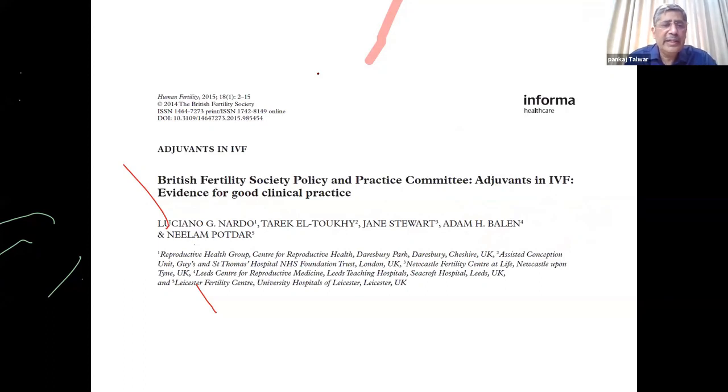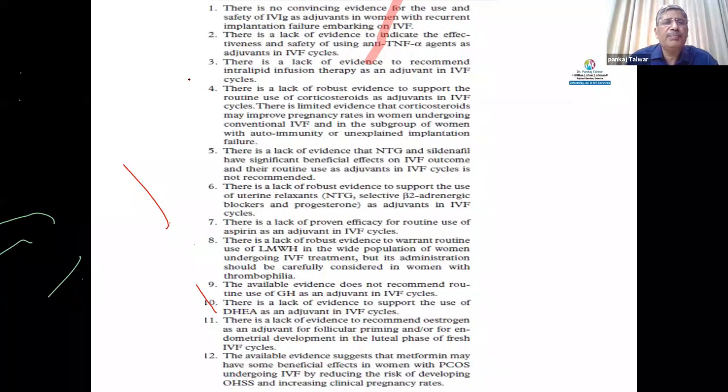Now, looking at the British Fertility Policy and Committee report, and this committee report came in 2015. Let's see what this report says. And this report is very, very clear. In case you look at this report, it says that there is no convincing evidence of using IVIG. There is lack of evidence.